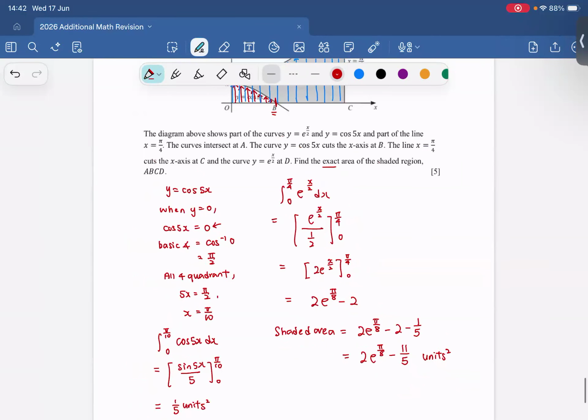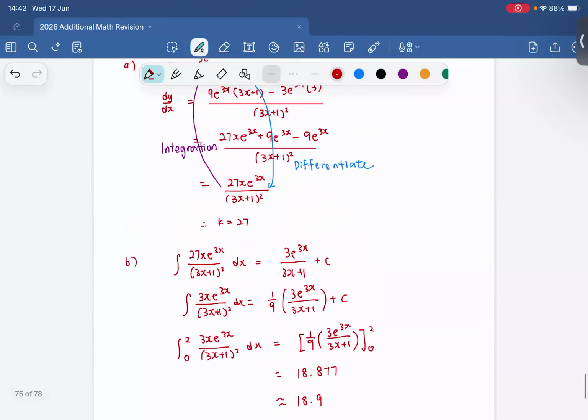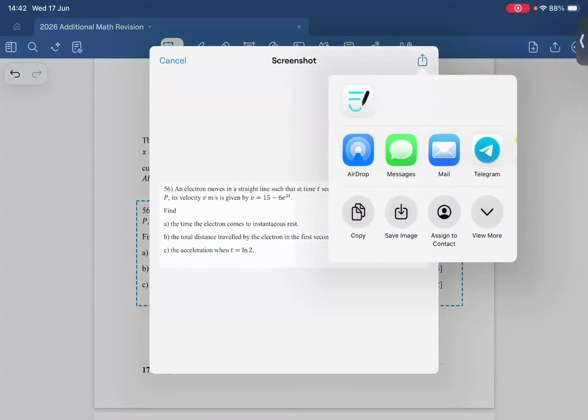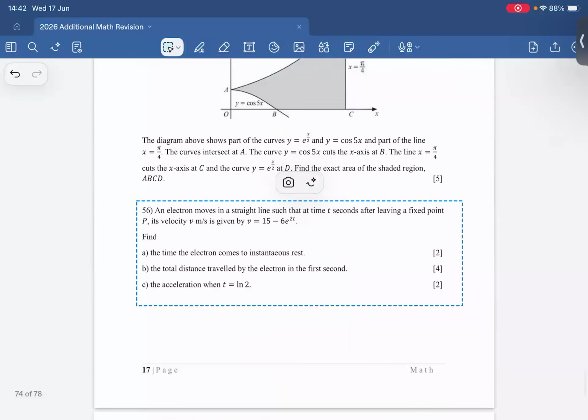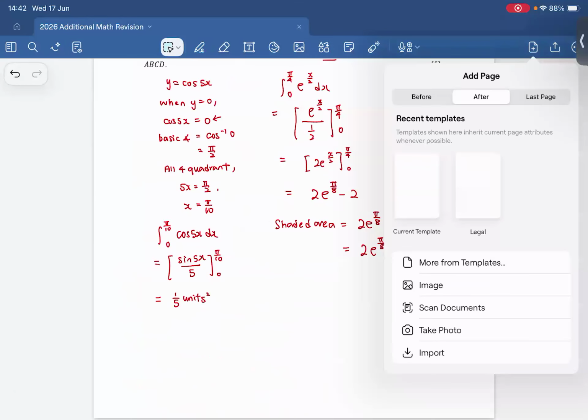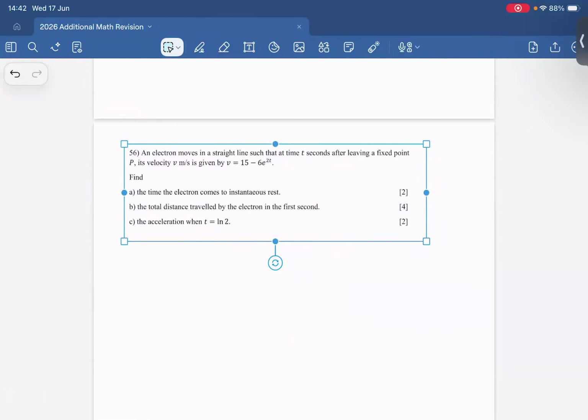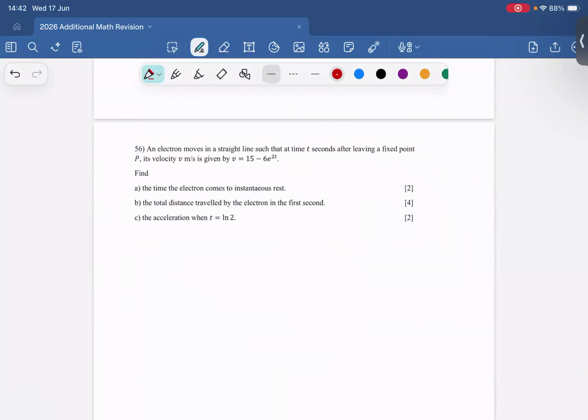Okay, let's move on to the next one. The next one is your kinematics. Okay, and electron. For those who haven't done kinematics, let me run through a bit. So there is something called displacement, velocity, and acceleration. What is displacement?